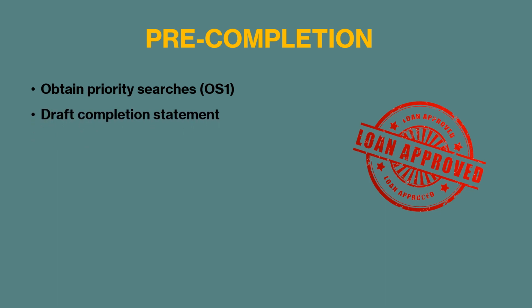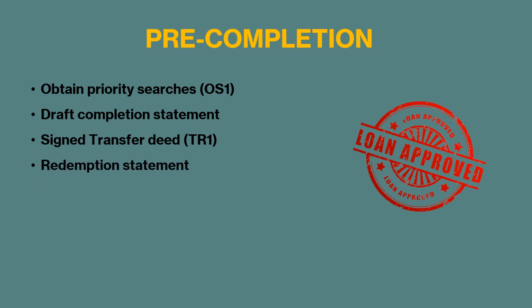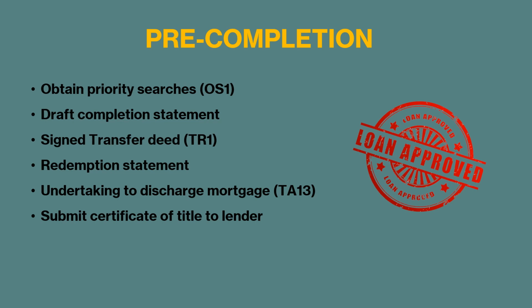The third stage, pre-completion or post-exchange of contract. We should make sure that a priority search is obtained, that a draft completion statement is completed, that there is a signed transfer deed, the redemption statement has been obtained, there's an undertaking to discharge any mortgages, also that the buyer's lawyer has submitted the certificate of title to the lender, and that any signed mortgage deed is on record.